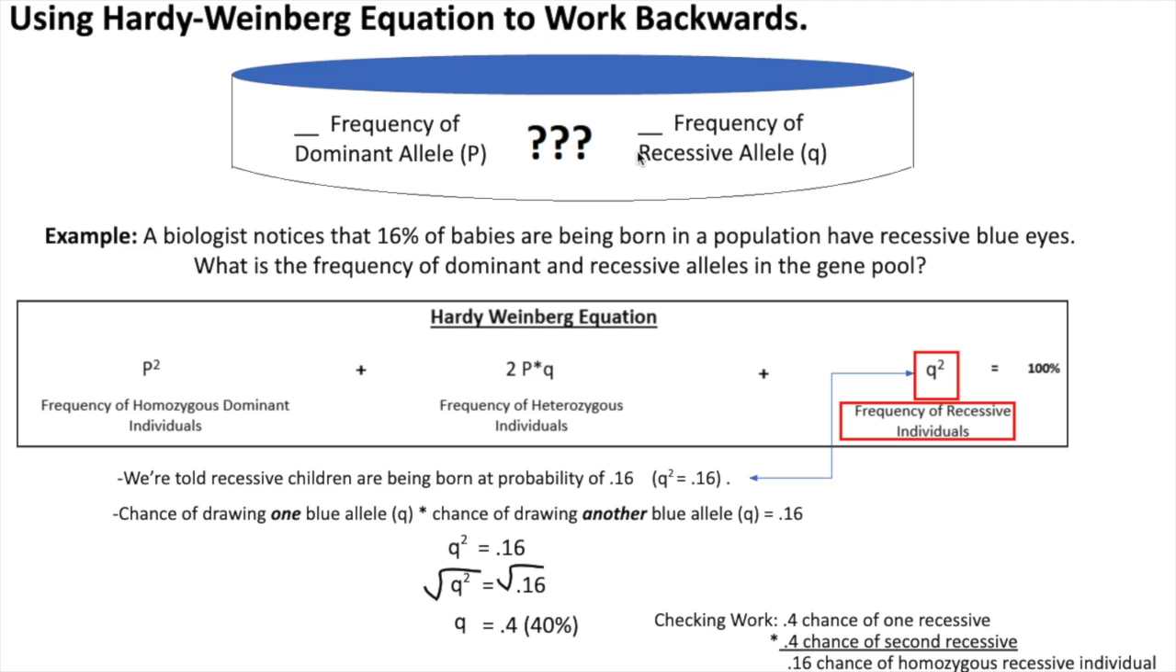So if we were going to label our gene pool, then we would say that the frequency of the recessive allele in the gene pool is 40%. And as for the frequency of the dominant allele, well, if 40% of the gene pool is recessive, then the other 60% must be dominant.